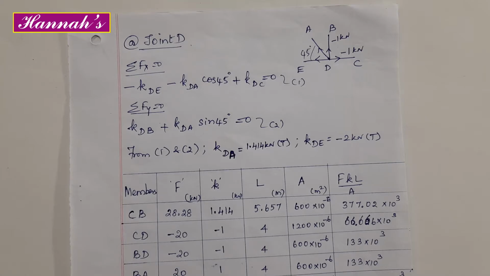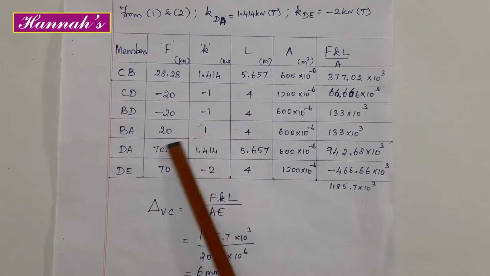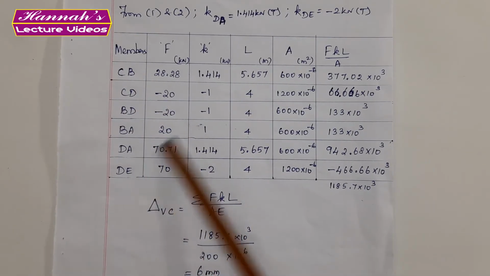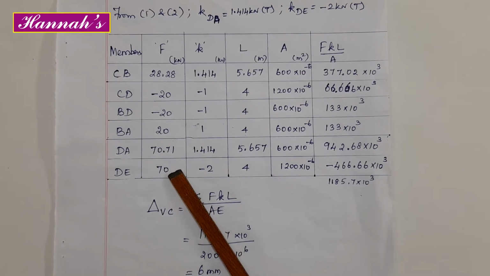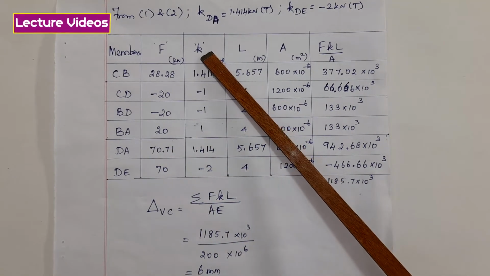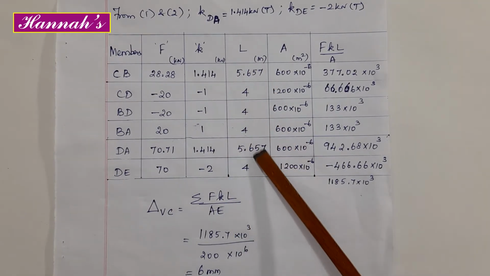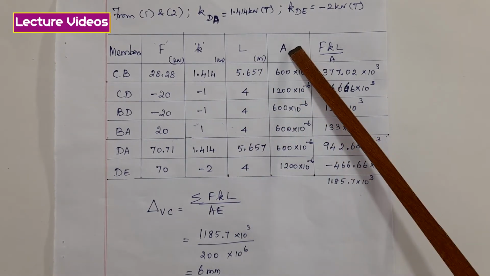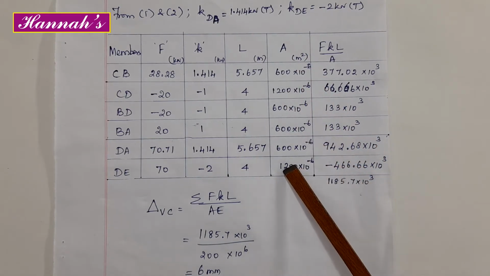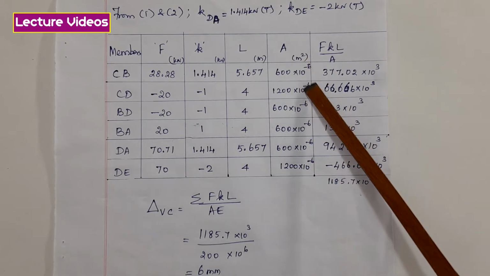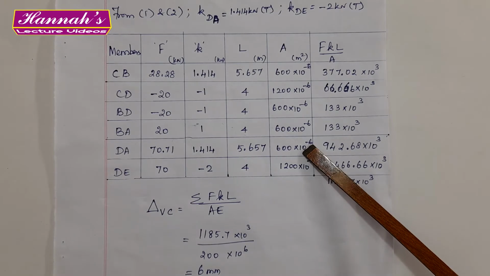at C, are determined. Next, the values are filled in this tabulation. Members are shown here. Capital F values for each member, that is the result of step 1, are filled in here. K values, which we obtained from step 2, are written here. The length of each member is shown. The area of the bottom chord members is 1200 millimeters square, noted here, and the area of the other members is half of that. That is what we read in the question, and it is substituted here.